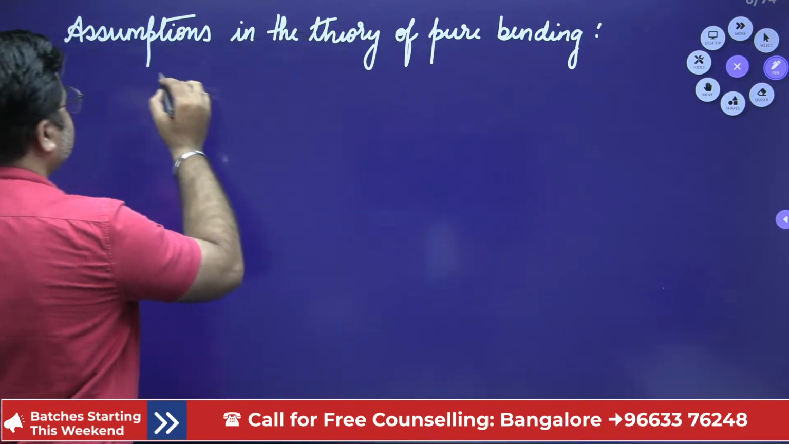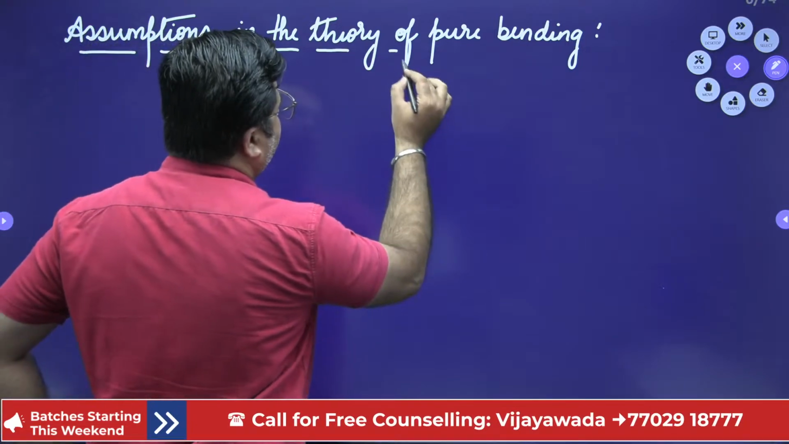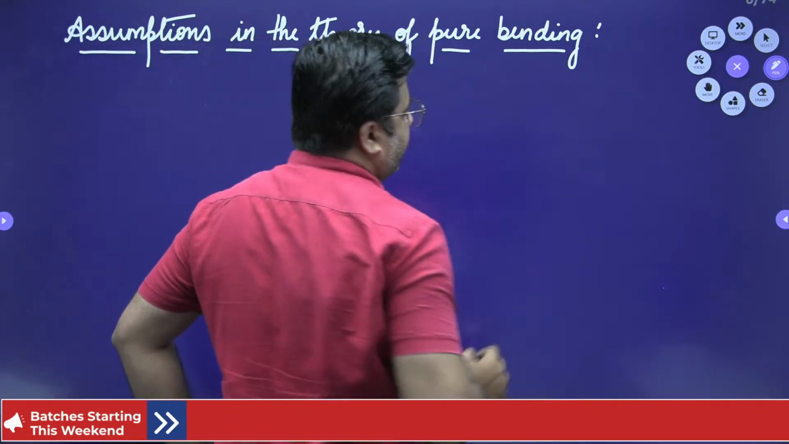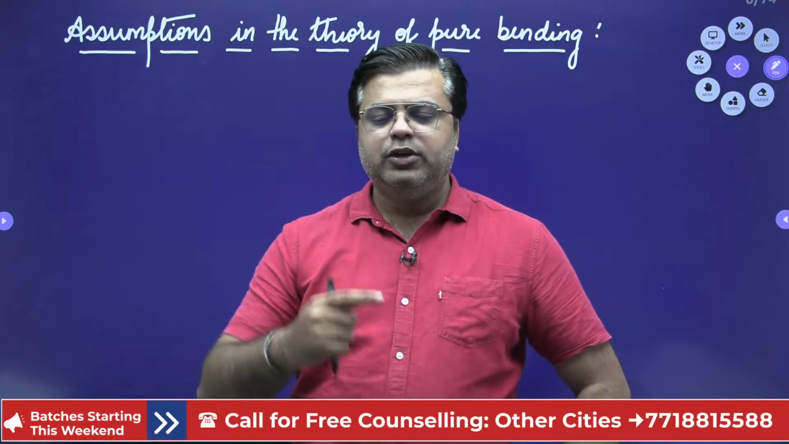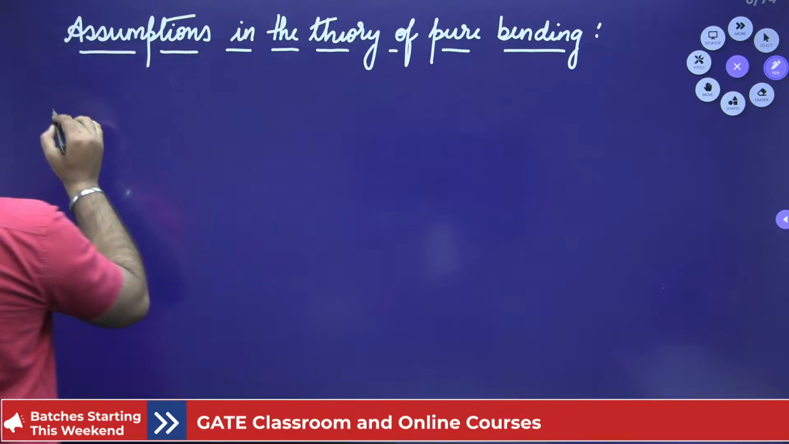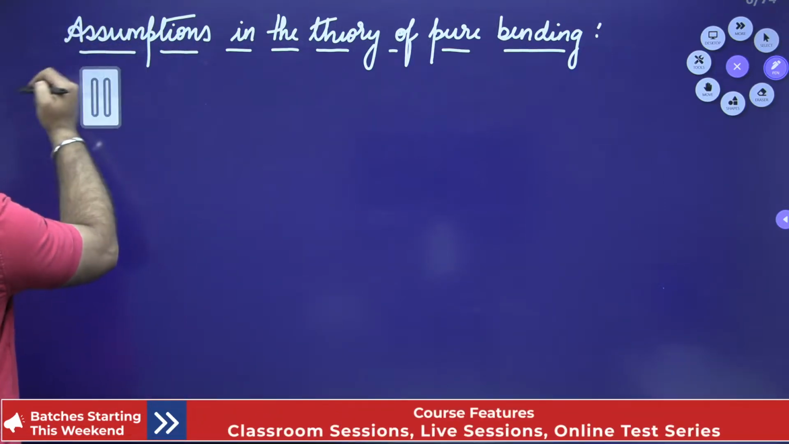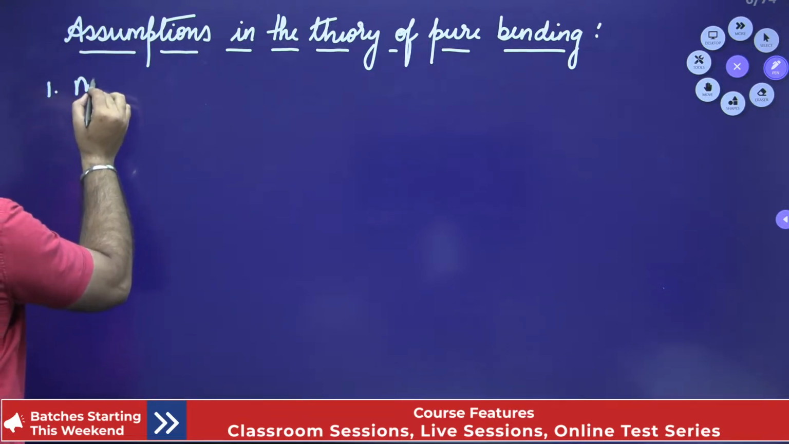So the first thing is, we will only be talking about the spans which are under the state of pure bending, right? And what do we mean by pure bending? For that span, the value of shear force will be equal to 0, and the value of bending moment will be constant. So if you take d by dx of bending moment, it will come out to be 0, right? I'll write these assumptions in short. The first assumption is that the material is homogeneous.